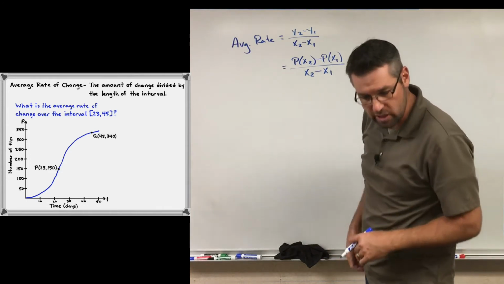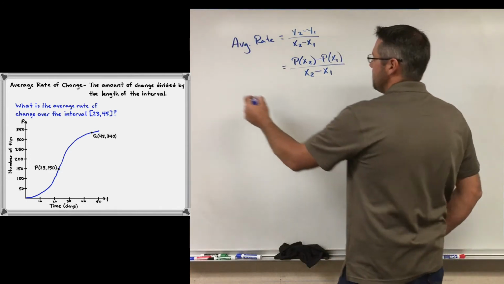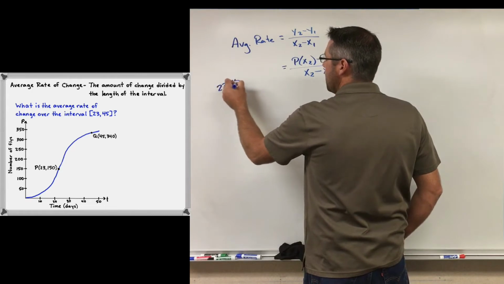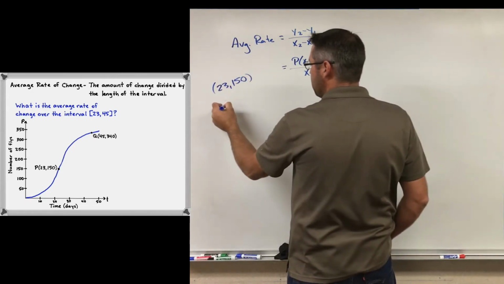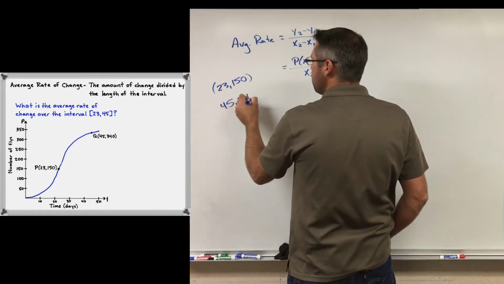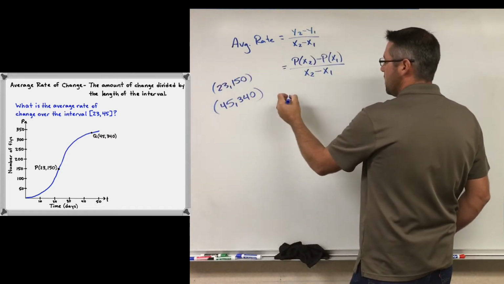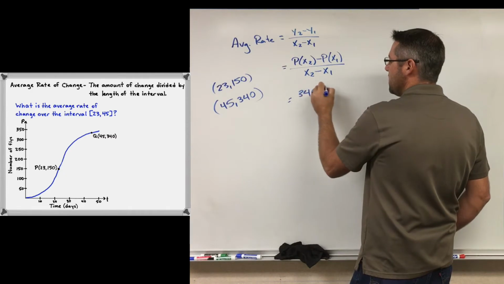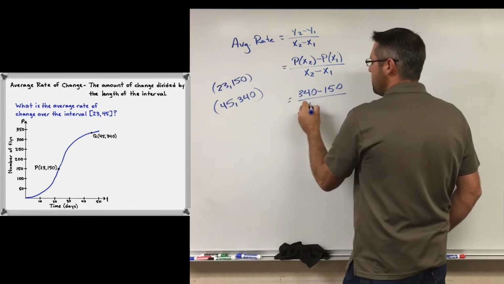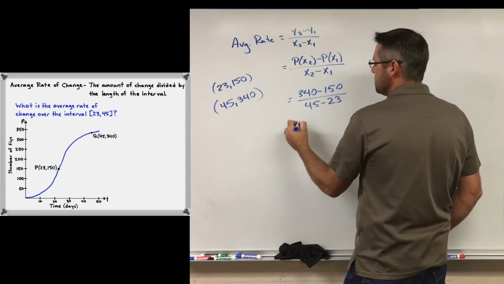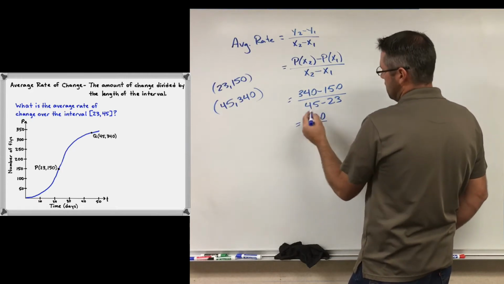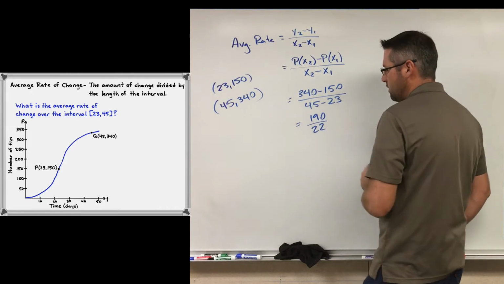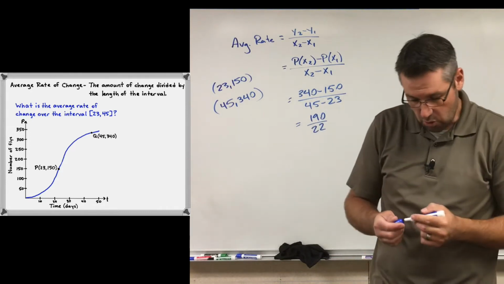Now we have these coordinates: 23, 150 and 45, 340. We just plug those in. That's 340 minus 150 over 45 minus 23. That becomes 190 over 22. So we found the slope.